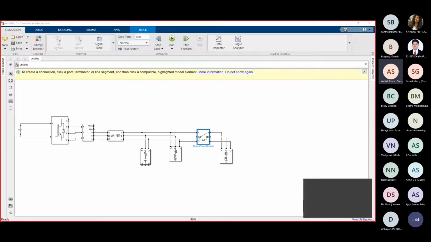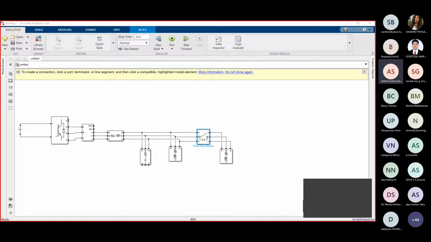Just remember this block, then you can clearly understand how I am doing the simulation. First, this is a voltage control loop, then this is the current control loop, then the PWM block is there. First, I will explain the voltage controller block. From the voltage control block, the signal will go through the current controller block.